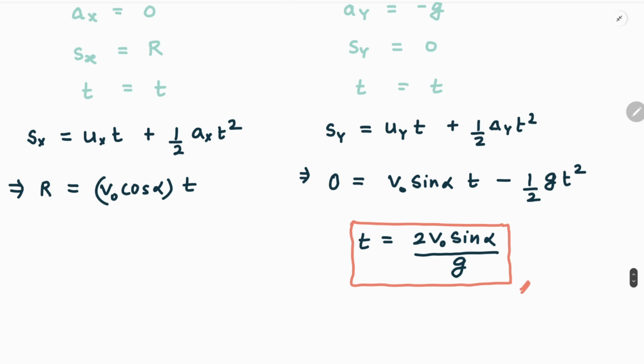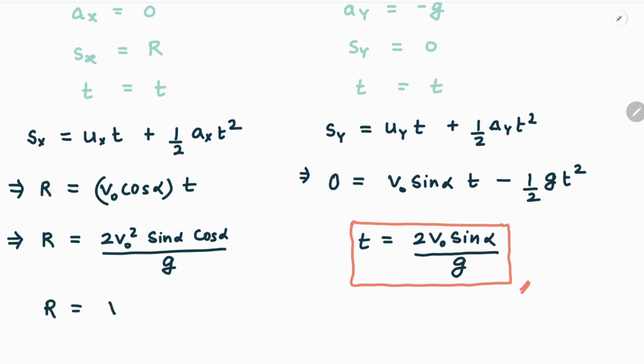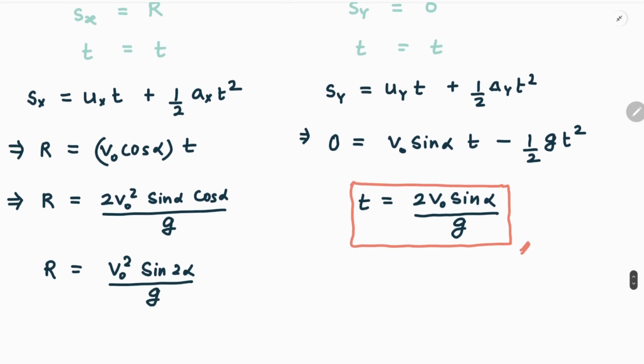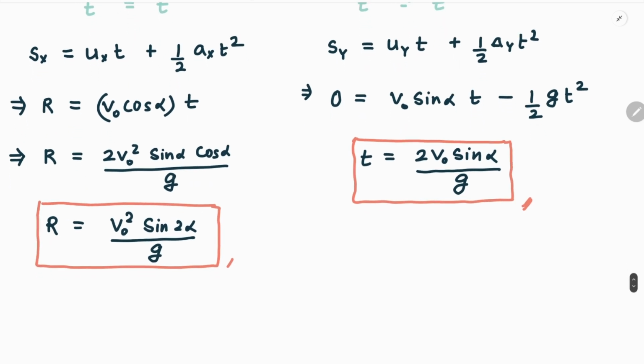And if we connect both the expressions with time, that is, the duration for the x-axis motion and the y-axis motion is the same, so we get r equals 2 v naught square sine alpha cos alpha by g, or we can write it as r equals v naught square sine 2 alpha by g. So this is the answer to the second part of the problem, the first part of which is that range is asked in the problem.